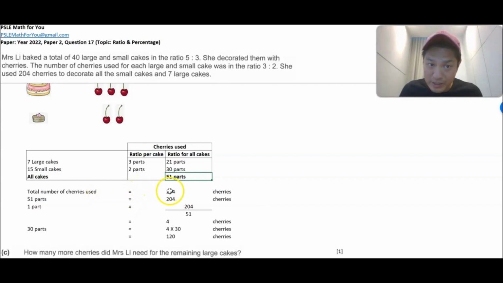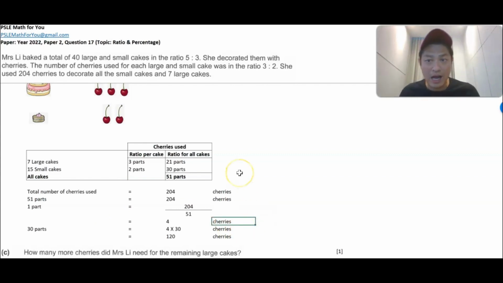And the question did tell us that the total number of cherries used was 204. And 204 is actually 51 parts. That's what we've calculated here. So then we can find out what one part is, right? Because one part would be equal to 204 divided by 51, which is actually 4 cherries.